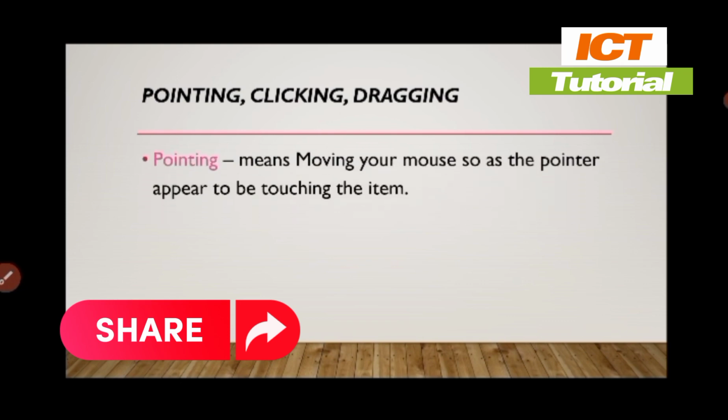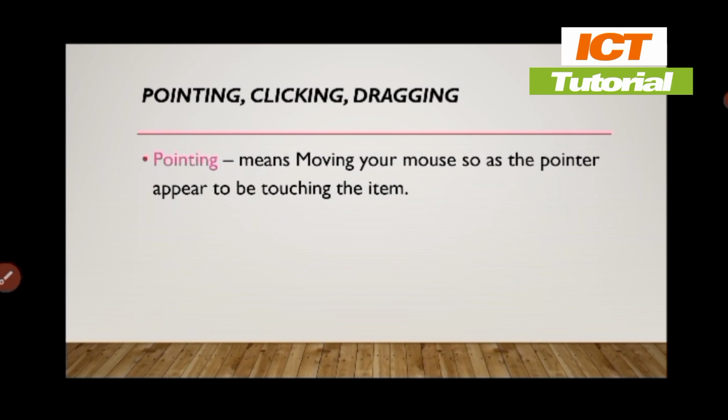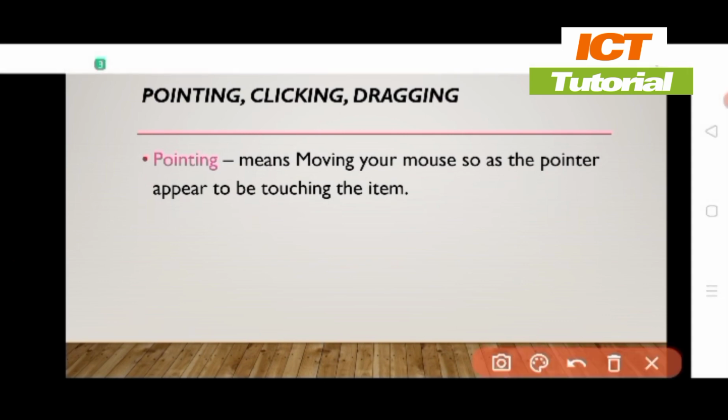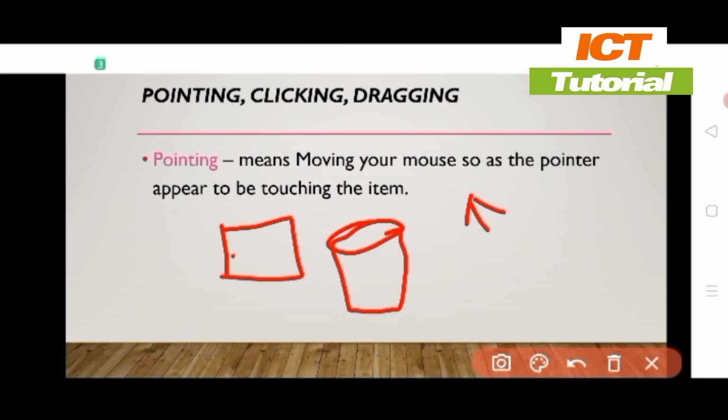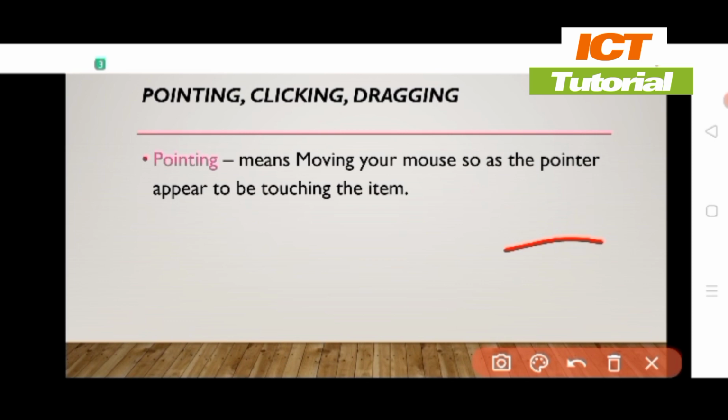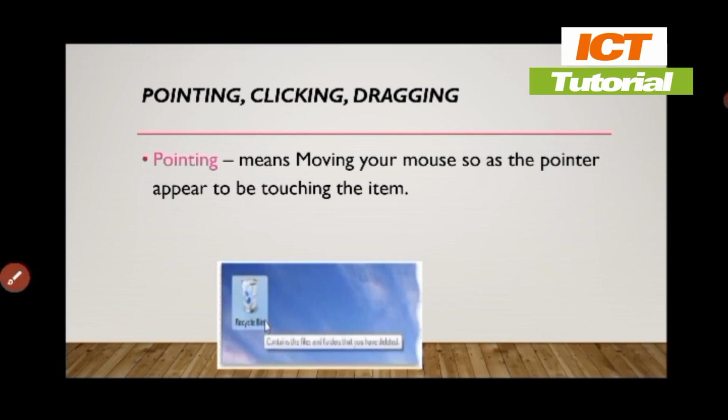So we are going to look at pointing, clicking and dragging on the mouse. When you say pointing, it means you are moving your mouse so that the pointer appears to be touching the item. When you move the mouse, the pointer that appears like this on the screen appears to be touching the item. For example, maybe this is an item on the screen, maybe a dustbin. So the pointer appears to be touching there. That is pointing.